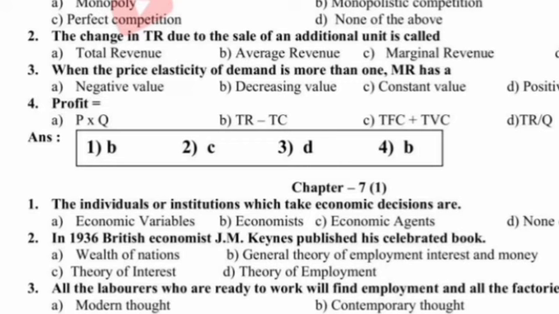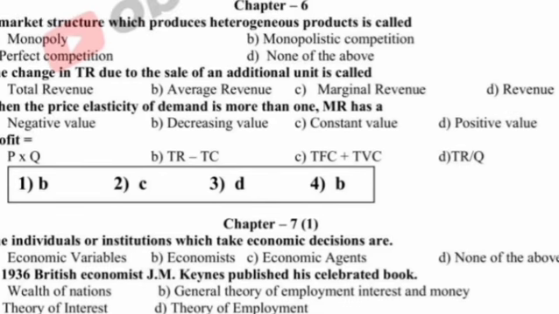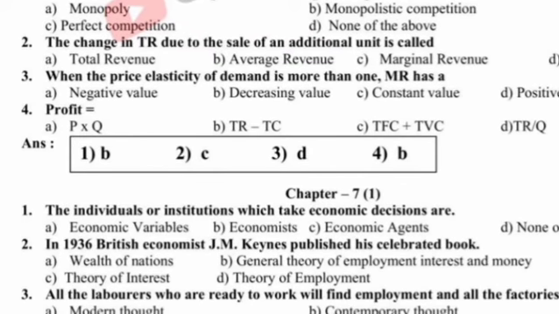Fourth one, profit is equal to option A, P into Q; B, TR minus TC; C, TFC plus TVC; and option D, TR by Q. So the correct option is TR minus TC is equal to pi, that is nothing but the profit.